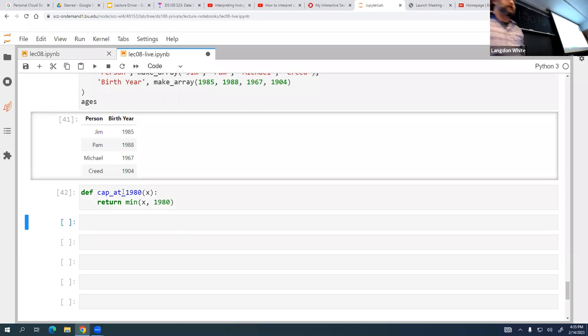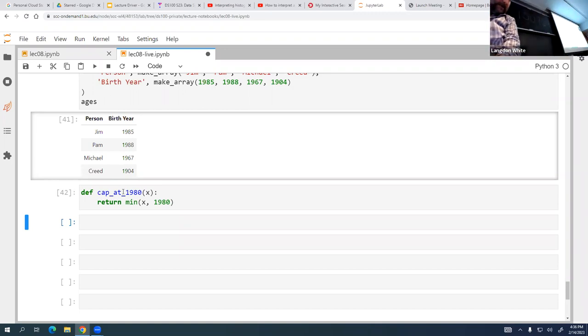Okay, so two things I want to point out here. This is basically saying we want to know if they're less than 1980, otherwise we're going to give 1980 with this method. It's customary for method names, if you want to separate words to make it clear what it is, to use an underscore in Python.